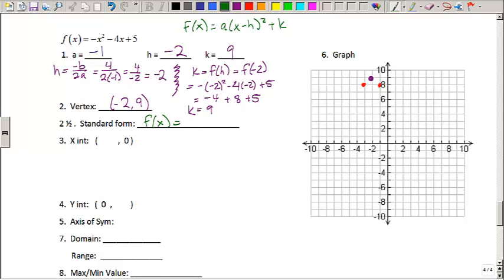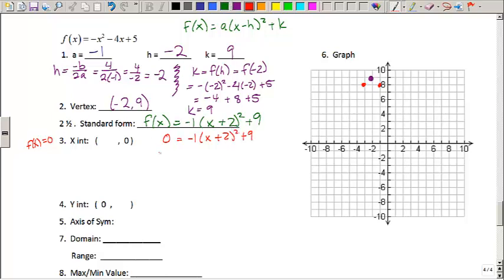F of x equals a, but my a is negative 1. X minus h, but my h is negative 2. So minus a negative 2 is really plus 2 squared plus k, which is 9. Notice the inside of the parentheses changes sign, although the outside does not change its sign. Why was this helpful? Well, when I find the x-intercept, I'm setting f of x equal to 0. It's easier to find f of x equal to 0 when it's already written in standard form.